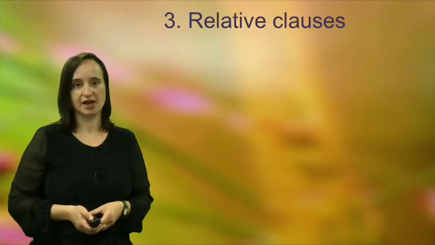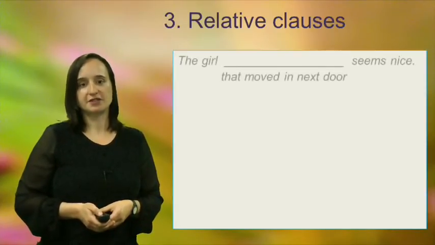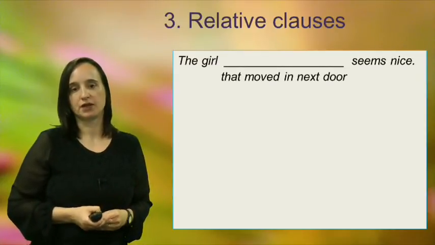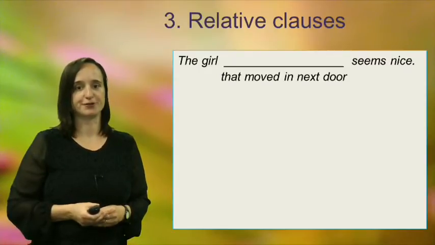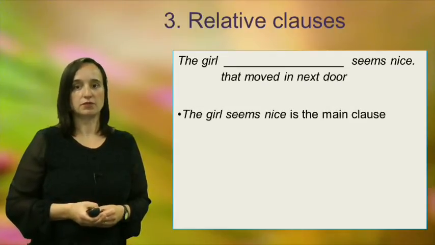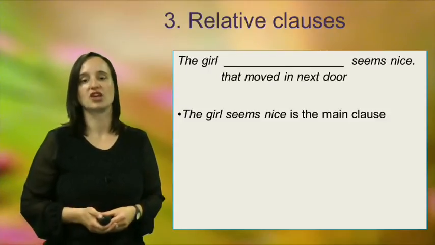This brings us to the last type of clause, namely relative clauses. And there are different types of relative clauses. We'll just be looking at one particular type here. So, our example earlier was, the girl that moved in next door seems nice. Now, our main clause is really, the girl seems nice. But this doesn't really specify who that is.